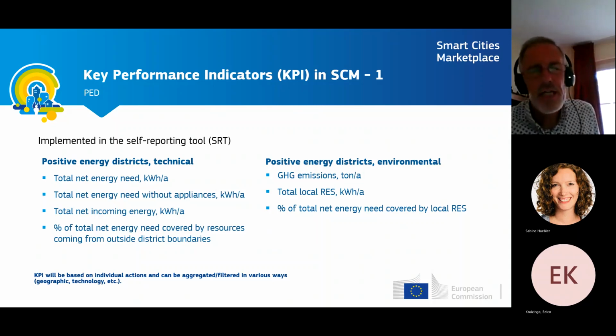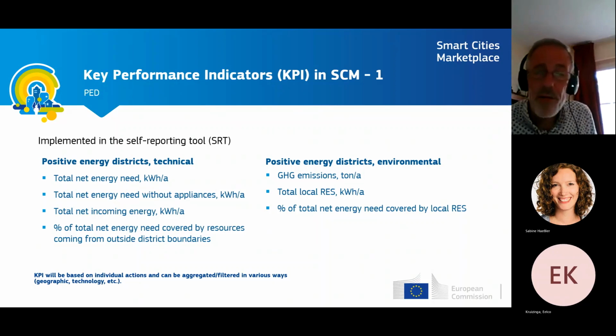But on the contrary, it is a set of buildings that is normally addressed, together with, in many cases, a source of renewable energy that is locally available. So in that theme of positive energy districts, the technical KPIs are like total energy need, separated from the need without appliances, because appliances are normally using energy, but they are not an element of the building code, for example. So it makes sense to keep that separate. And how much energy comes in from outside the boundaries, and also that as a percentage.